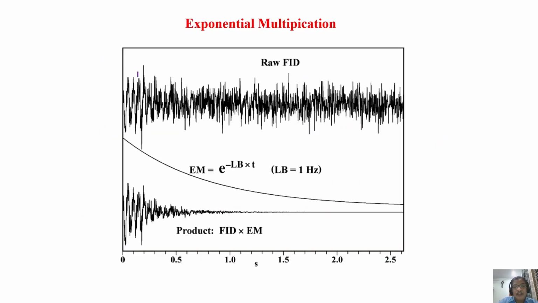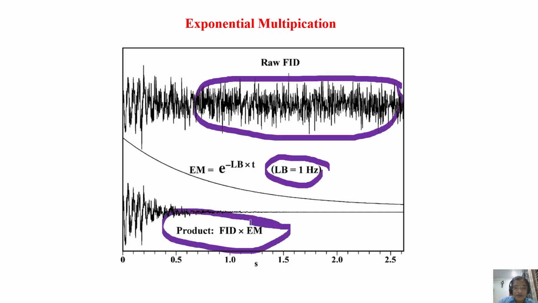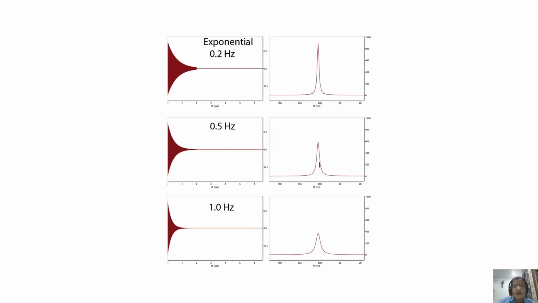Look at the signal, it is a raw FID, mostly noise here, nothing else. Now multiply by an exponential function of, let us say, 1 hertz, or you can choose anything depending upon how much of the FID you want to cut. Now, if you take the product in the time domain and do the Fourier transformation, you see that you completely remove the noise in the frequency domain and increase the peak widths by 1 hertz.